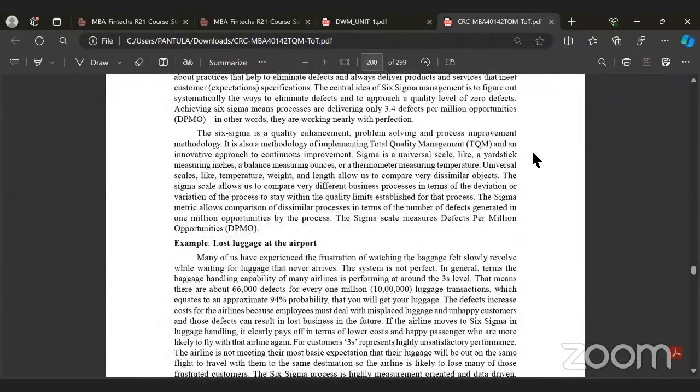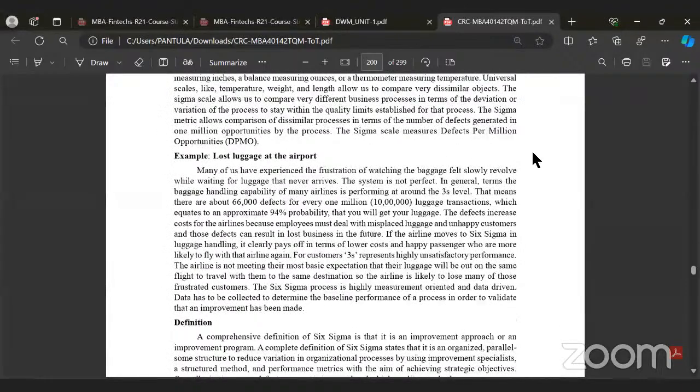Now we can see here luggage, the loss of luggage at an airport. If you take 10 lakhs, that is 1 million, here there are 66,000 defects, that is approximately 94% accuracy in luggage handling. So that's called 3 sigma, 4 sigma, and so on, based on the DPMO level.